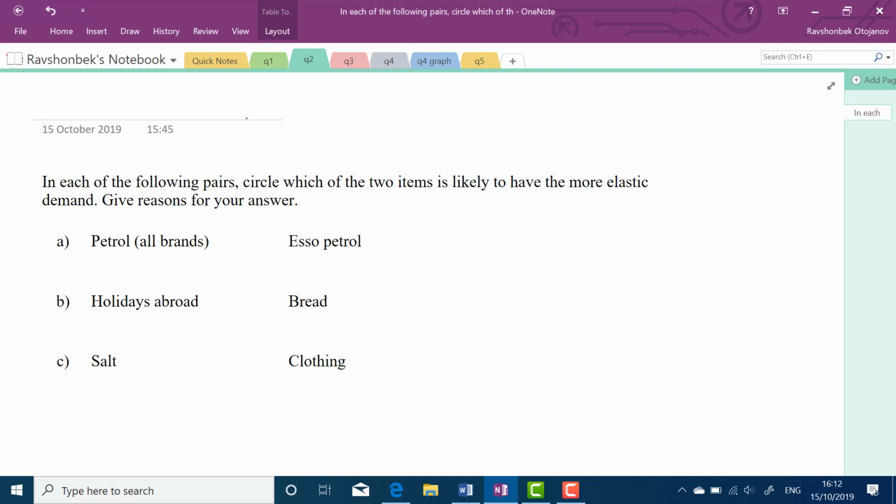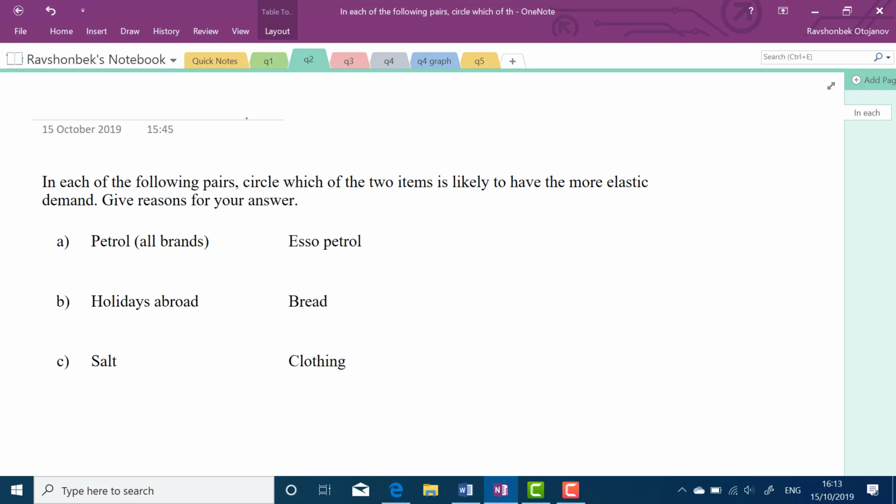I'm not sure. I don't know what Esso petrol is. Okay, Esso is a brand of petrol. Esso, Shell, BP, for example, each has a brand. So this is just the branded petrol. Which one would have an elastic demand in that case? Petrol, all brands. Yeah. Okay, let's hear someone else. What do you think? Is that the correct answer? Yeah, I think that's correct. All brands will have a high elasticity.